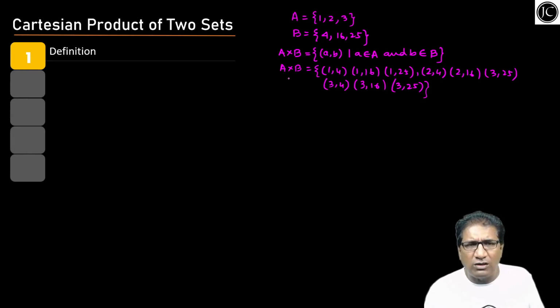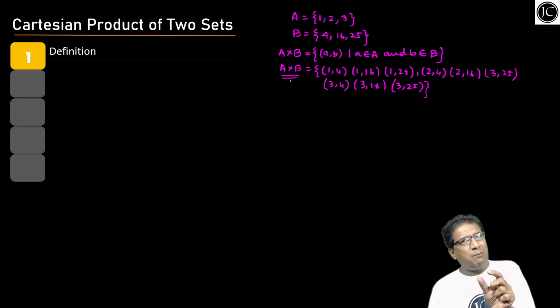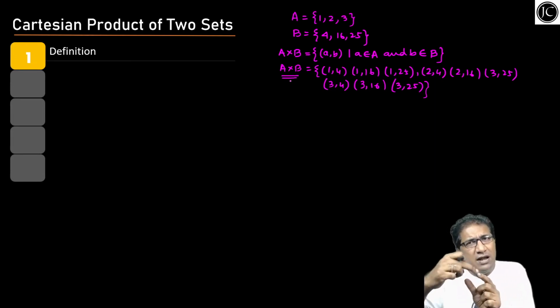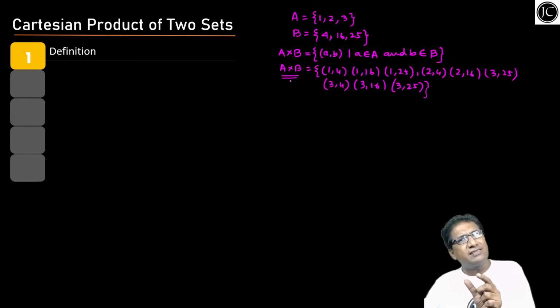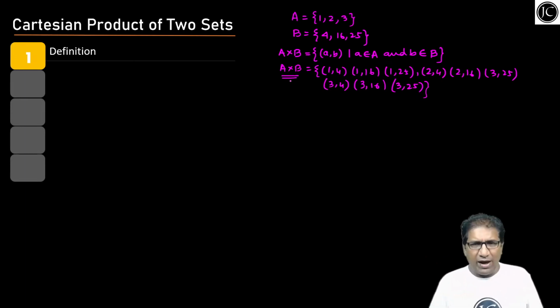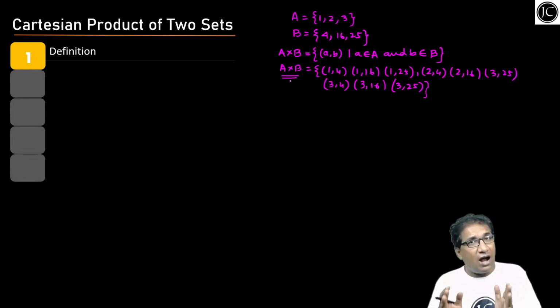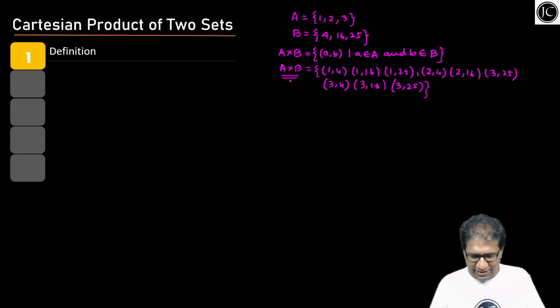We call the Cartesian product of two sets A cross B, right? So what came in A cross B? All the ordered pairs whose first coordinate is coming from set A and the second coordinate is coming from set B. Clear? Okay, so this is what is called your Cartesian product of two sets.